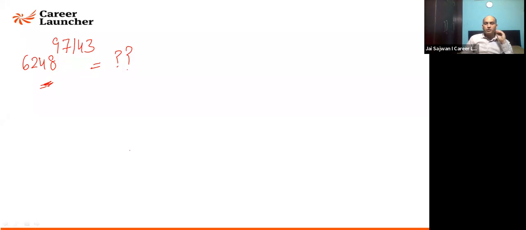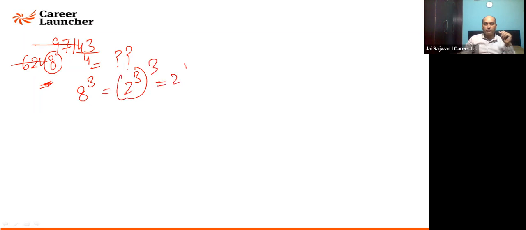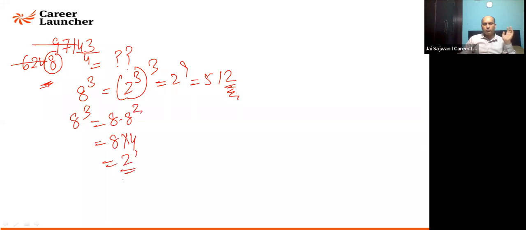I don't think it should take more than 5 seconds to answer. How? Your eyes will understand that only 8 is there. Your eyes understand that the last 2 digits need to be divided by 4. You know it is 8 cube, and 8 cube is 512. Why? Because it is 2 cube to the power of 3, that is 2 to the power of 9, which is 512. This ends with 2. That's it. Even if you don't know this, not to worry. 8 square is 64, ending with 4. 4 eights are 32, ending with 2. That's it. How much time do you need?